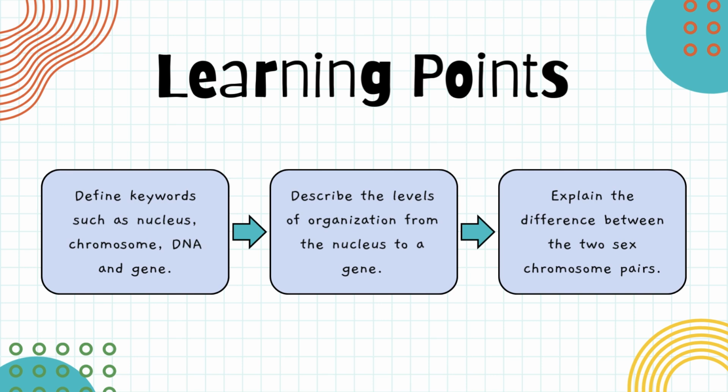Before we plunge into the details, let's outline our learning objectives for this session. We're going to define some essential keywords: nucleus, chromosome, DNA, and gene, so you know exactly what they mean and how they interact. We'll also explore the levels of organization from the nucleus down to an individual gene and highlight the fascinating differences between the two sex chromosome pairs. By the end of this presentation, you'll not only understand these terms, but also see how they form a seamless network that underpins every living being.